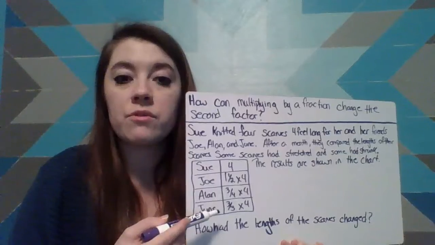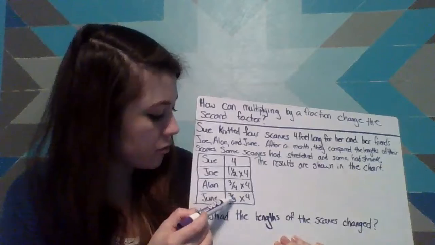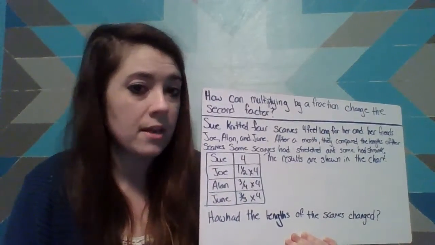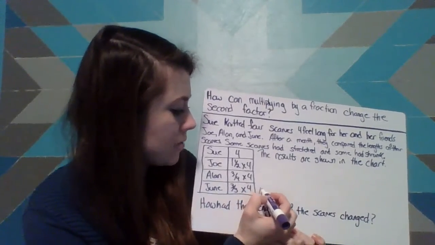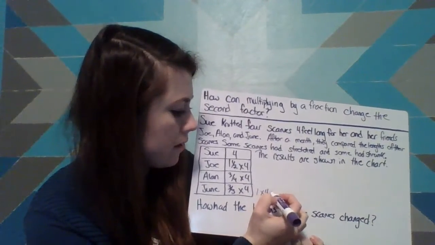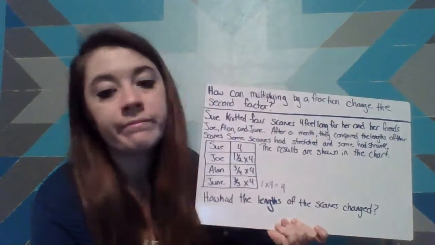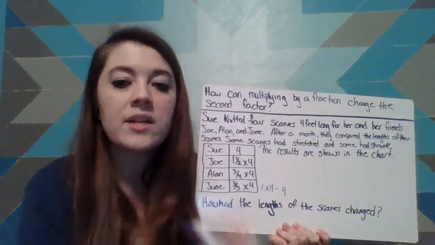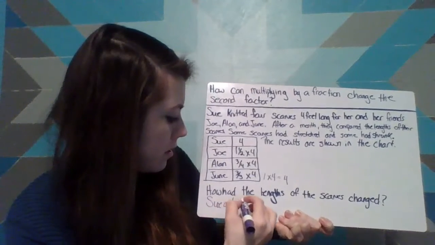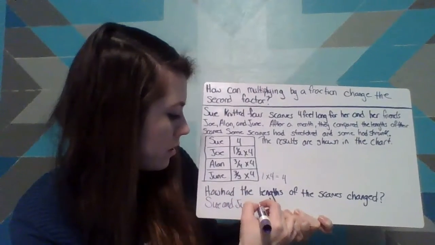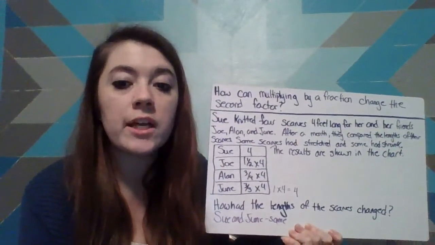Now, we're going to do June's first just because hers is the easiest once you really look at it. So we have this 3/3. What do we know 3/3 represents? 1 whole. You got it. So this right here is the same as 1 times 4. And 1 times 4 is just 4. So did hers change at all? No, it didn't. So Sue's and June's stayed the same. So they were the same. Now we need to look at Joe and Alan.